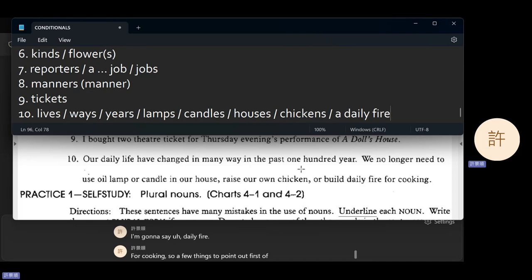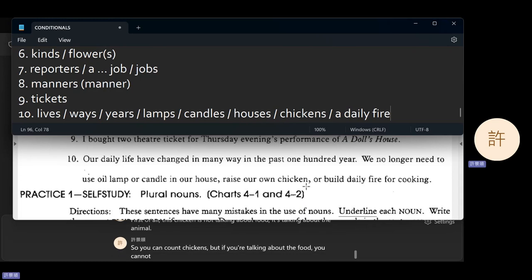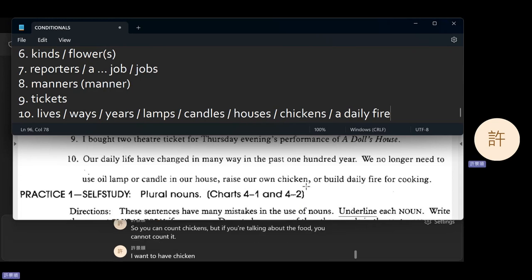First of all, this chicken is not talking about food. It's talking about the animal. So you can count chickens. But if you're talking about the food, you cannot count it. I want to have chicken, uncountable.